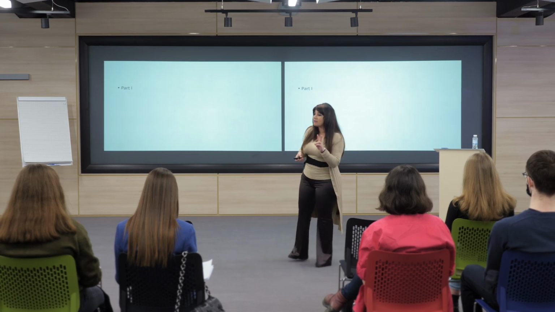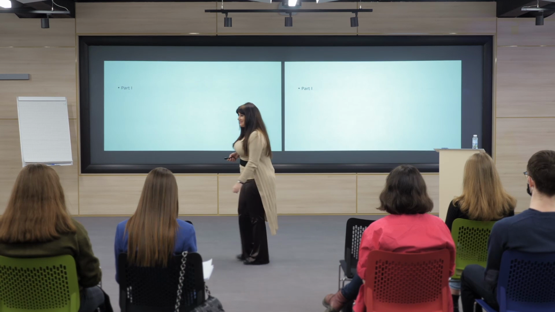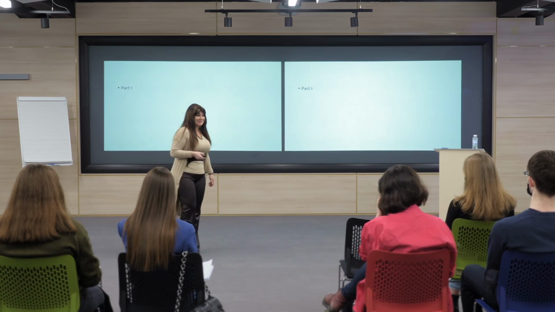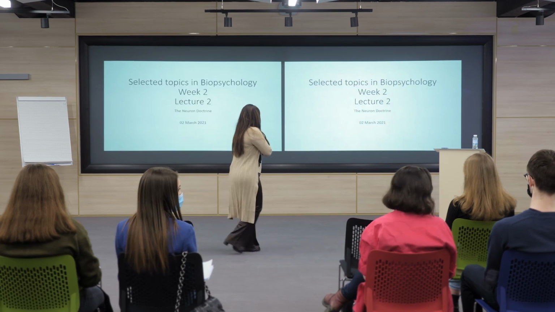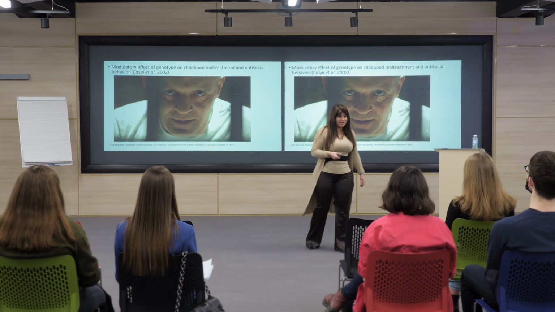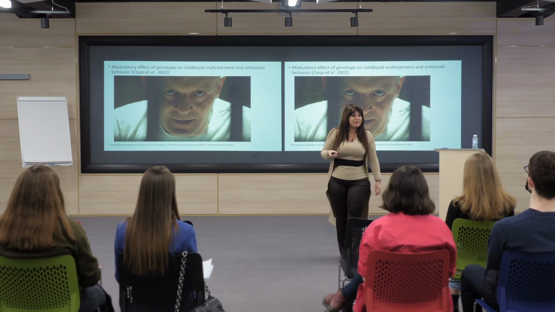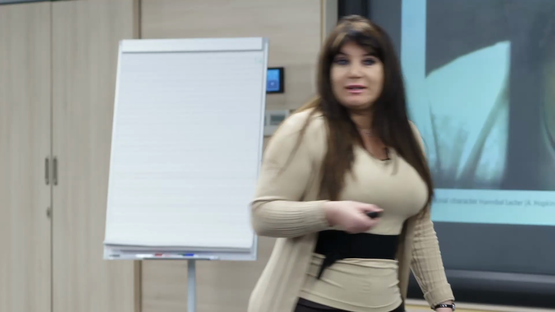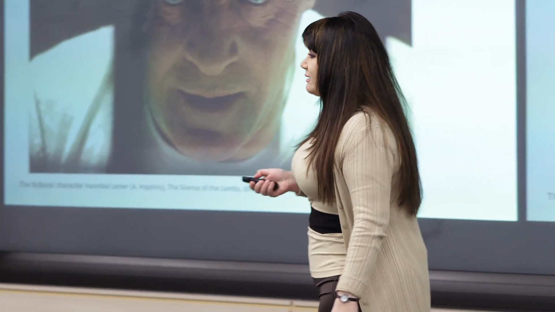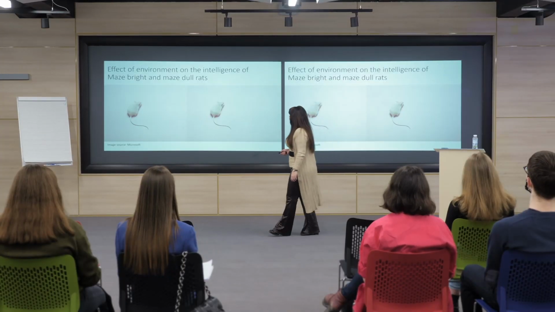Do you remember what are those examples? Yes, the first example was monoamine oxidase A gene variation and its modulatory effect on the impact of environmental adversity and antisocial behavior, right? That was the first topic.